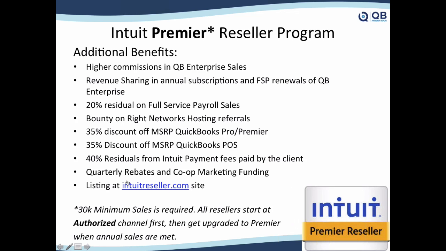The other couple of things are, if you sell more than $30,000, and that's sort of the minimum, you can become a premier reseller, which has higher commissions on enterprise, has revenue sharing on annual renewals, which is actually really good because you're not selling just software, you sell the renewal. You have full service payroll residuals. You get a bounty for Right Networks hosting. You get a little bit more discount on Pro Premier and POS. The residuals go up to 40%, and there's quarterly rebates. Plus, you get listed on the Intuit Reseller website.